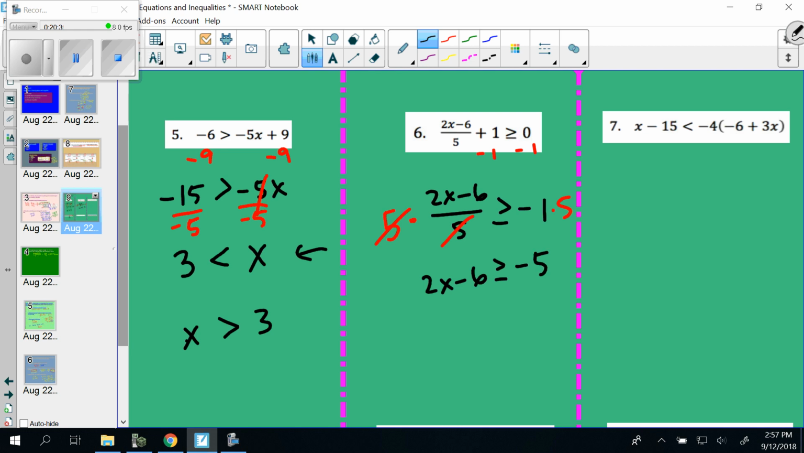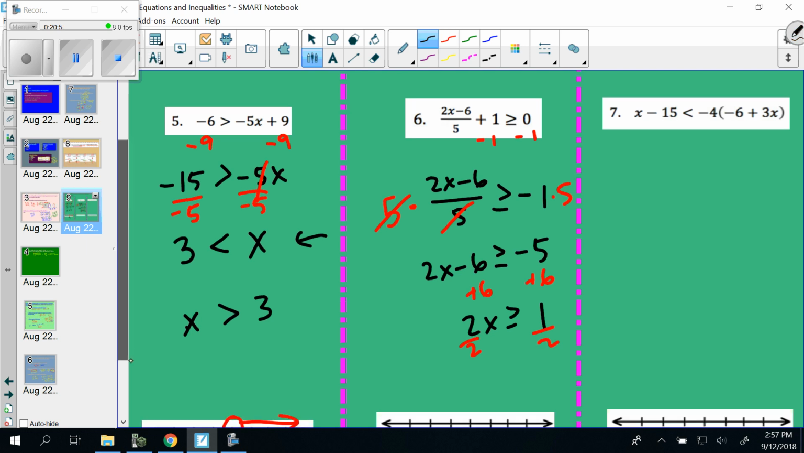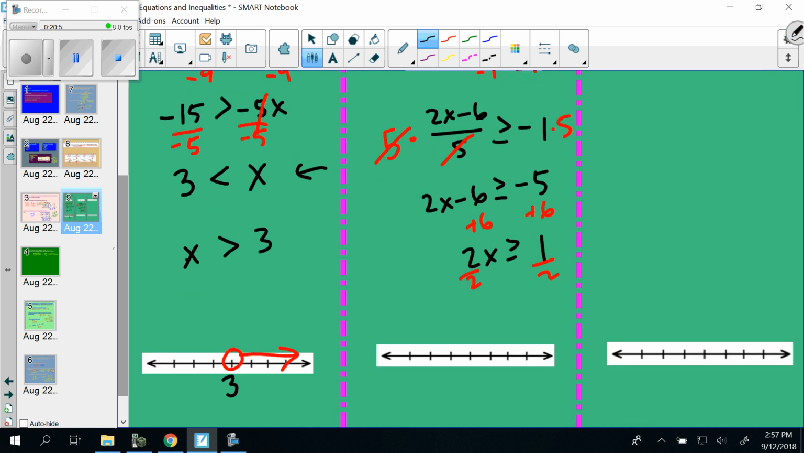Negative 5. Now this is pretty standard after that. We got some adding. We got some dividing. We're good. Now we're dividing by positive. No need to change anything. We can keep the symbol the same way. And we get that x should be greater than or equal to 1/2 or 0.5.